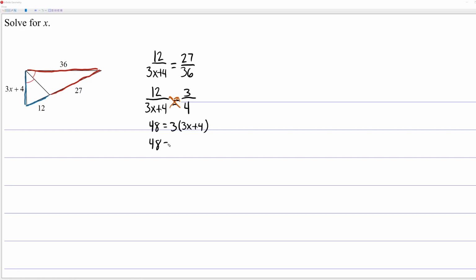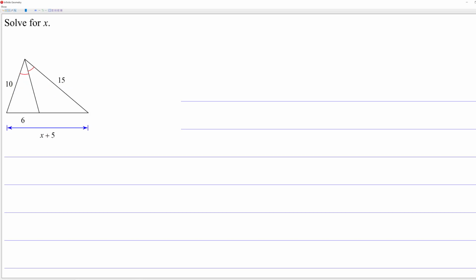Now just solve this equation. We have 48 equals 9x plus 12. Subtract 12 from both sides. 36 equals 9x. Now divide by 9, and you get x equals 4. And we're done. So if you want to look at this example, pause the video. I'm about to do one that's just a little bit more complicated.